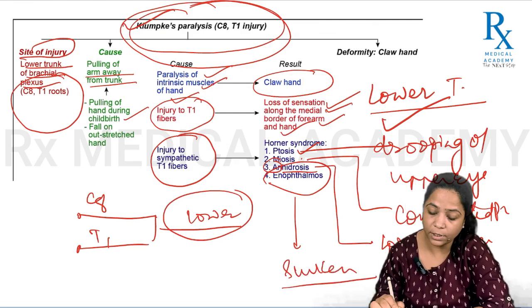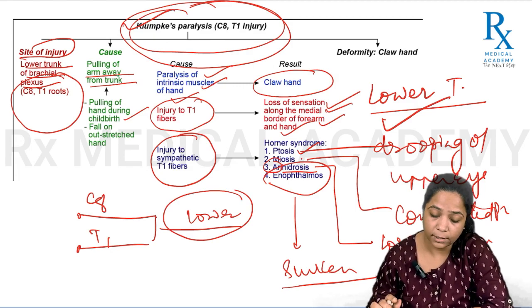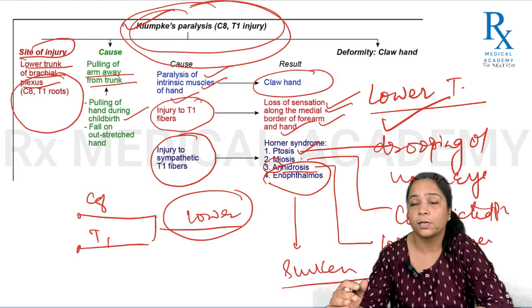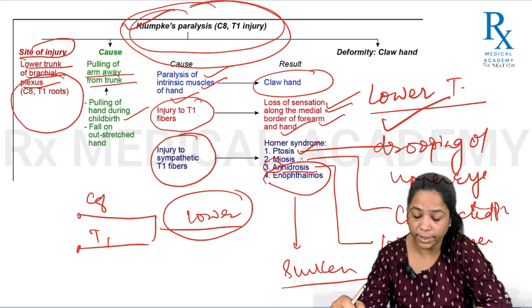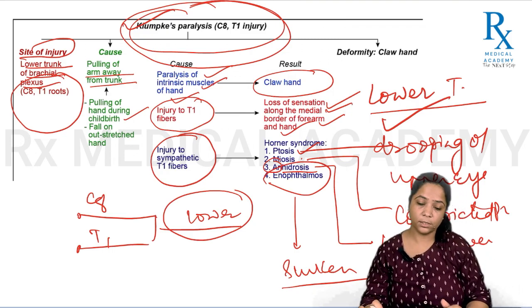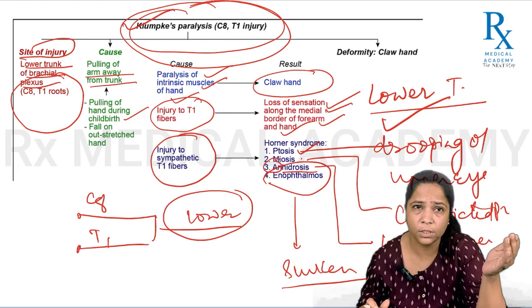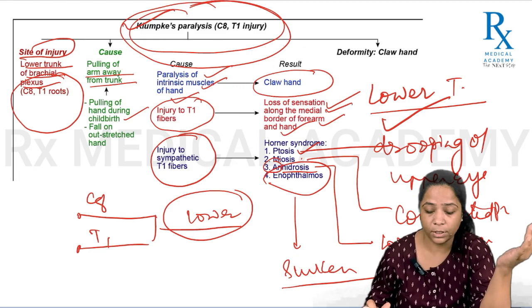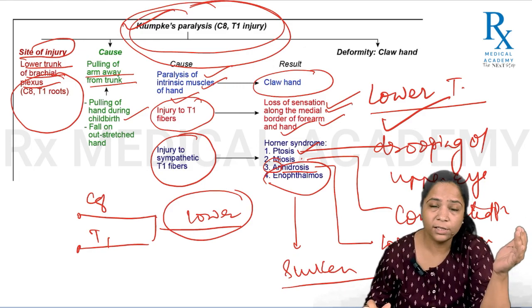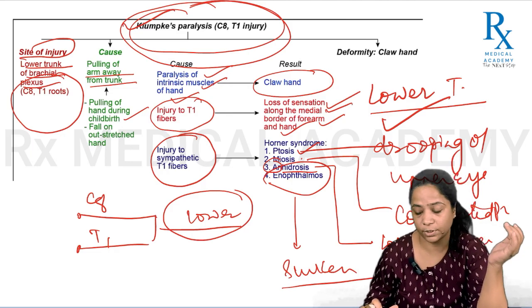So these are some clinical features you will find in Klumpke paralysis, and these are very important applied aspects of the brachial plexus. So this is all about the brachial plexus. What you have to remember is the root value, how it forms, and what is the clinical application of the brachial plexus. All these are very important for your PG exam as well as professional exams.